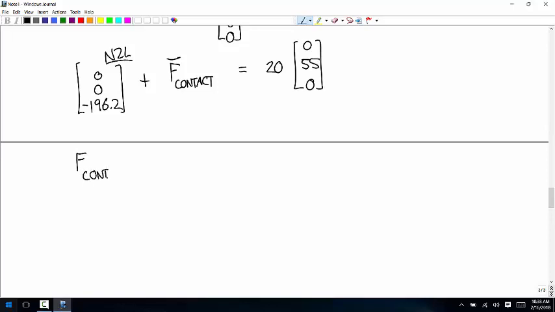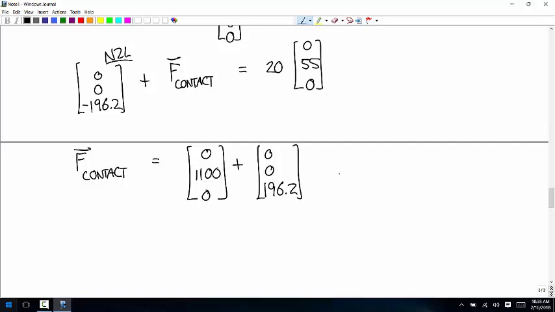I just pretty much did that same thing. I just did a normal force, the weight force, and then a friction force. This is 1100, is that right? Yeah. 0, 0, positive 196.2. And so the contact force is 0, 1100, 196.2. And then you have to separate that up into, for B and C, a normal force and a friction force.